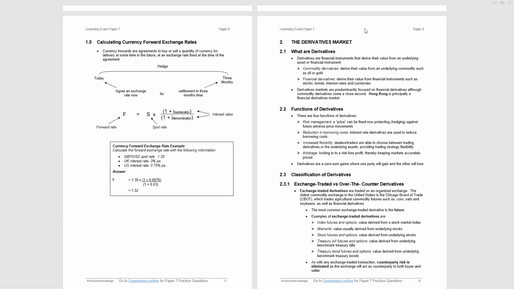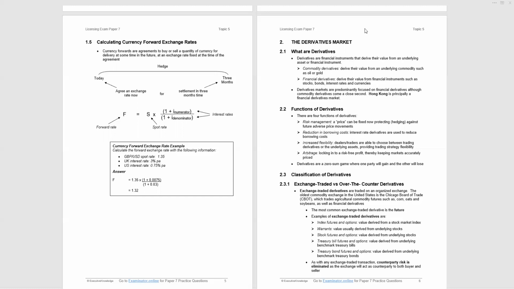And the forward exchange rate of a currency is equal to, and here's the very important formula, you need to know this, and when you go into the exam, you write it down immediately: forward rate equals the spot rate multiplied by 1 plus the interest rate of the numerator country, divided by 1 plus the interest rate of the denominator country.